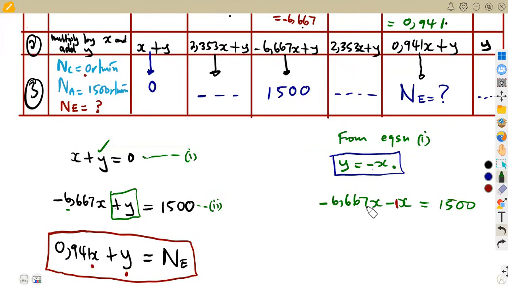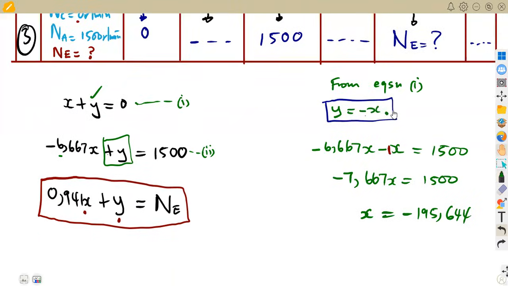So collect like terms already here. We are going to obtain -7,667x, which is equal to 1,500. So divide by -7,667 this side, we are going to obtain -195,644. All right, so that is the value of x that we are going to obtain.